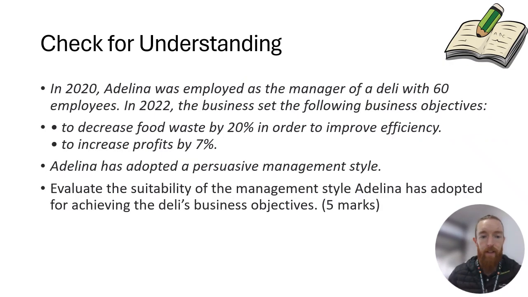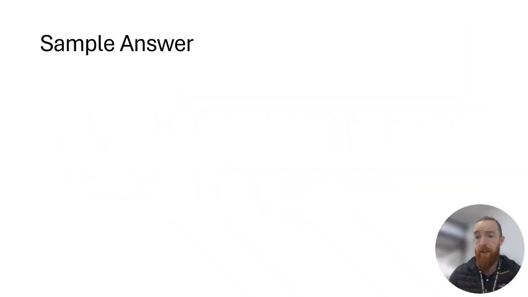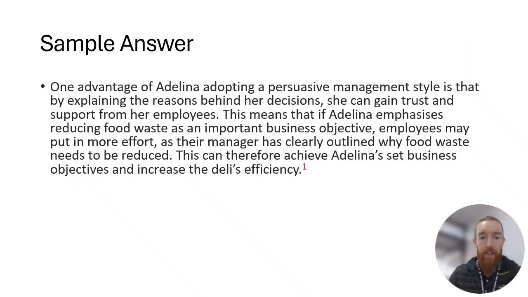So from this, if we need to evaluate the suitability of the management style Adelina's adopted at the deli, and she has a persuasive management style, what we need to do is to talk about strengths of that, weaknesses of that, and how that actually applies to achieving business objectives. So when we look at that in more detail, one advantage of Adelina adopting a persuasive management style is that by explaining the reasons behind her decisions, she can gain the trust and support of her employees. So that's selling the idea to the employees.